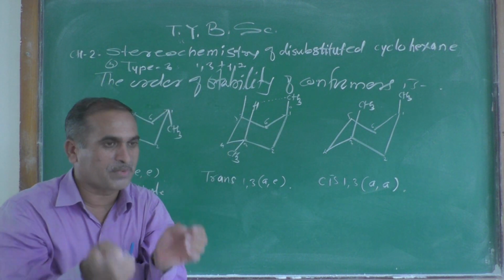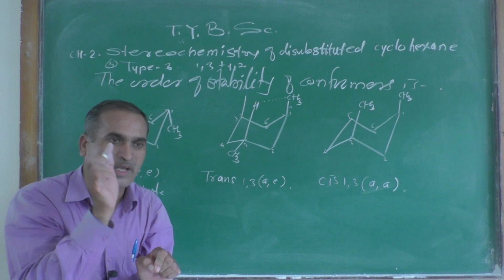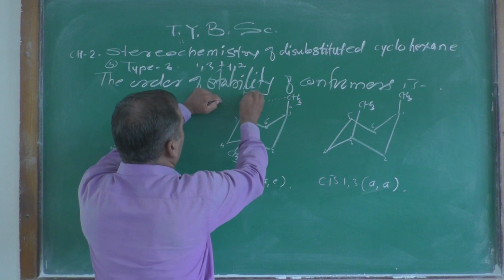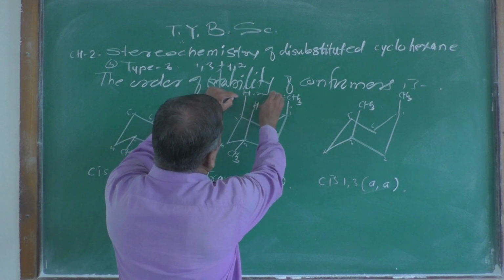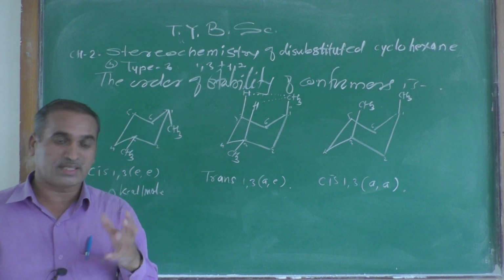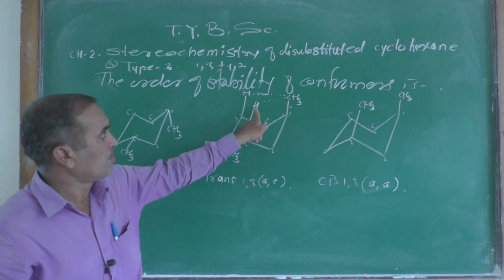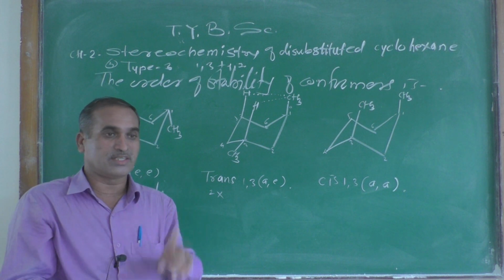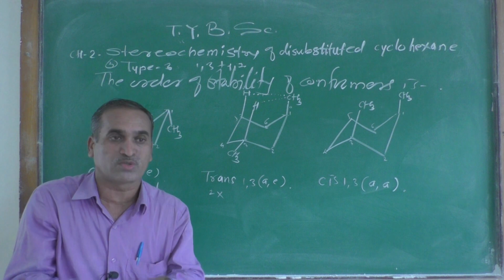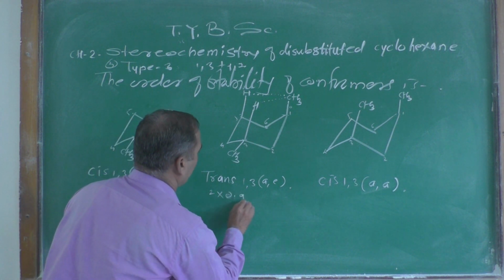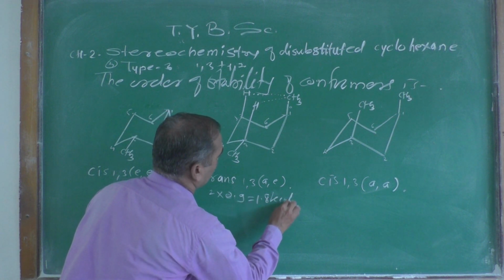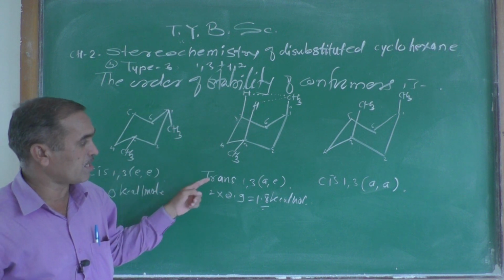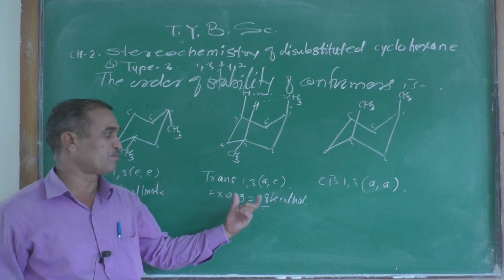For convenience of understanding, I am showing only the hydrogens that produce the 1,3 diaxial interaction, so that you can clearly understand it. How many 1,3 diaxial interactions are there? Here is 1, there is 2. So the total is 2 times 0.9 kilocalorie, since each 1,3 diaxial interaction has 0.9. Multiplying by 0.9 you get 1.8 kilocalorie per mole. This is the energy of this conformation: the trans 1,3 AE or EA form has 1.8 kilocalorie per mole.